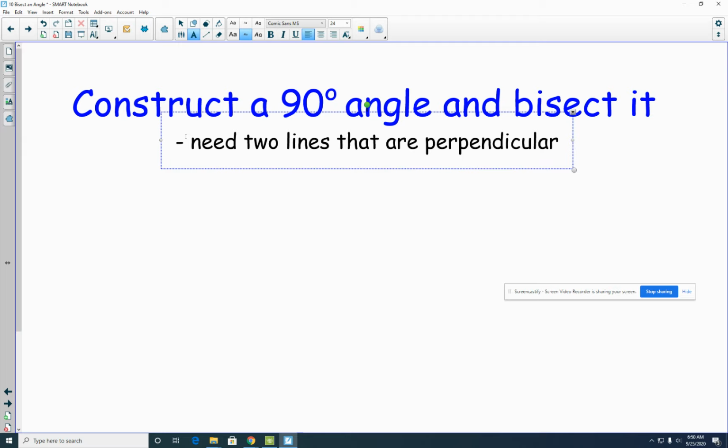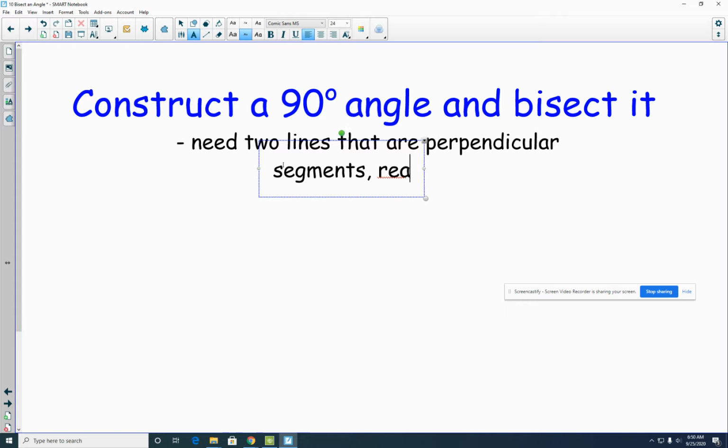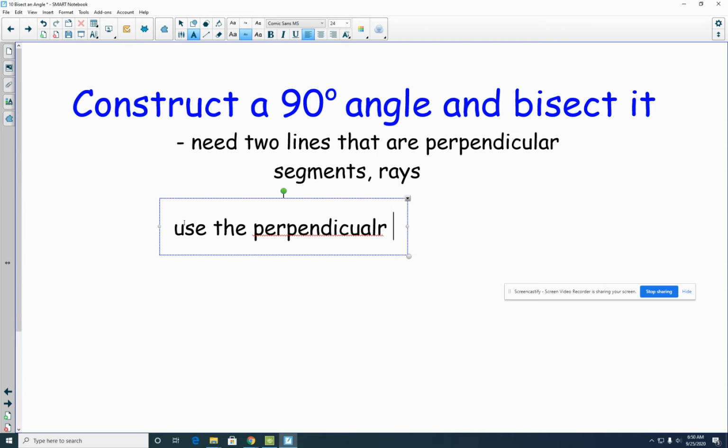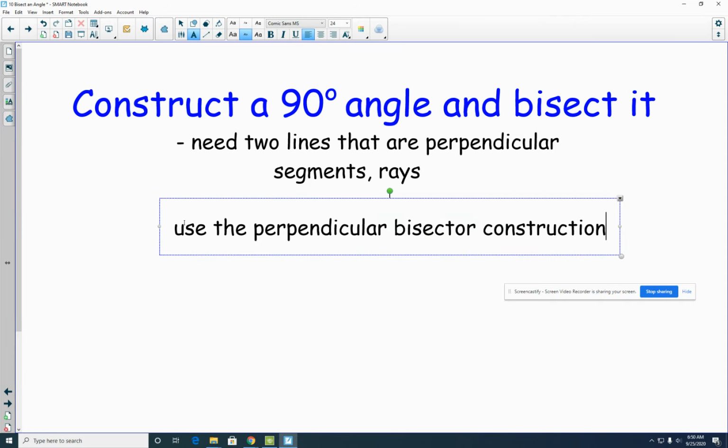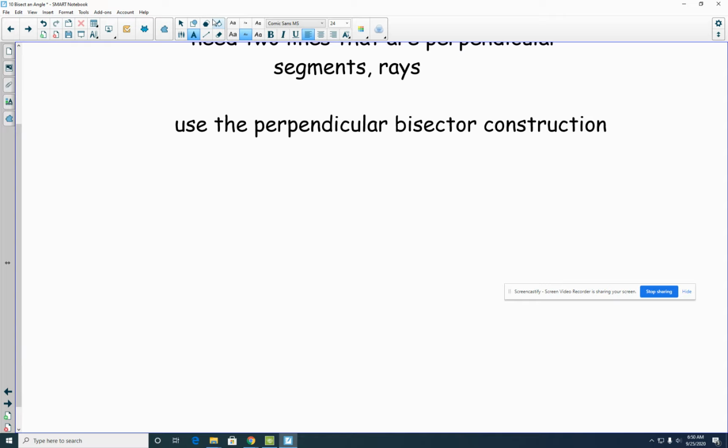To get a 90-degree angle, I need two lines that are perpendicular. They could be lines, segments, or rays, but I need two that are perpendicular. How am I going to do this? I'm going to use the perpendicular bisector construction. Ready? I'm going to start with the segment here, and now I'm going to bisect the segment.